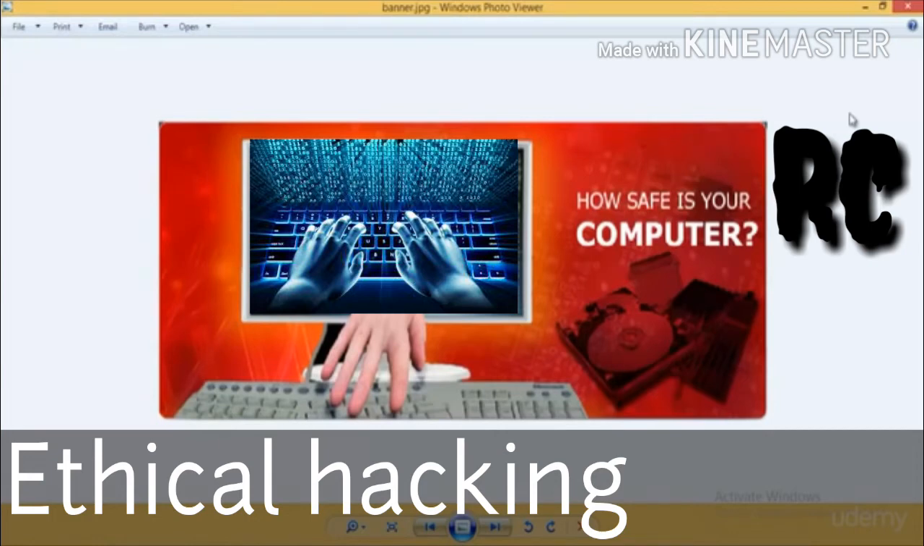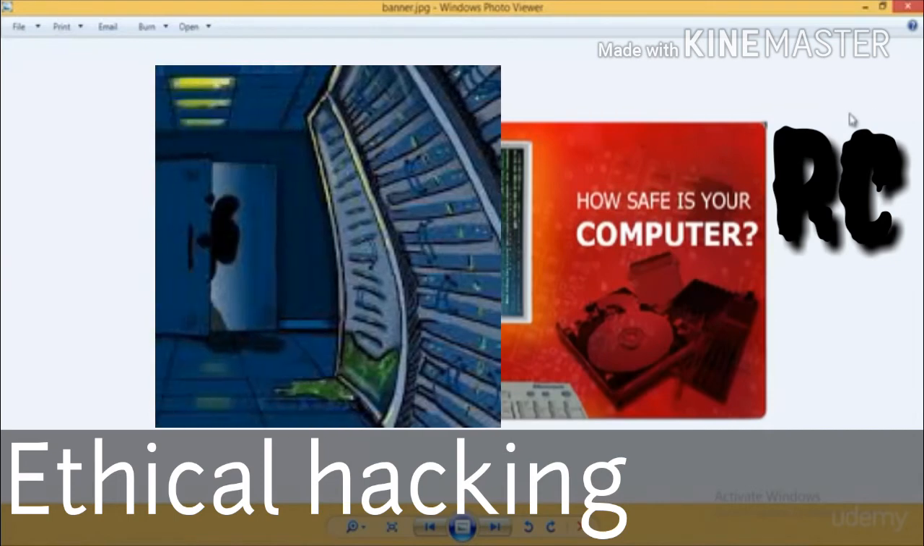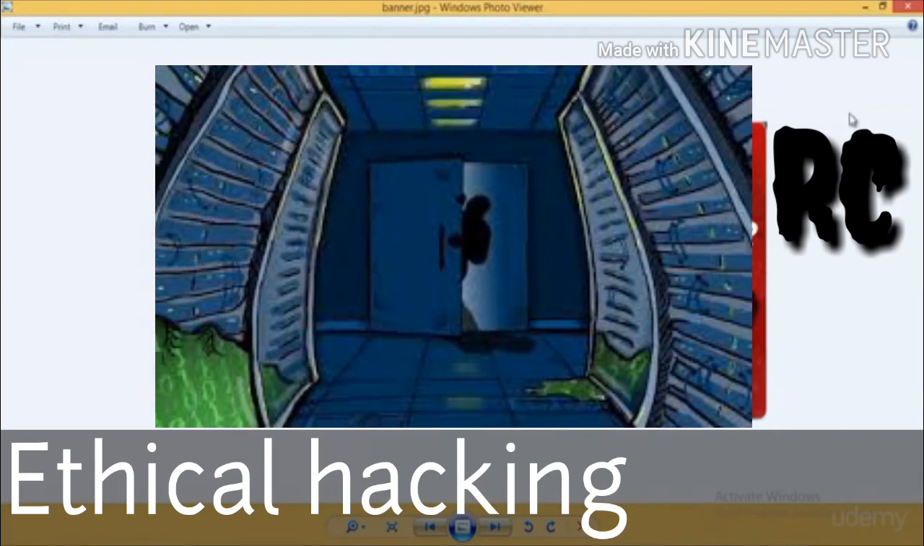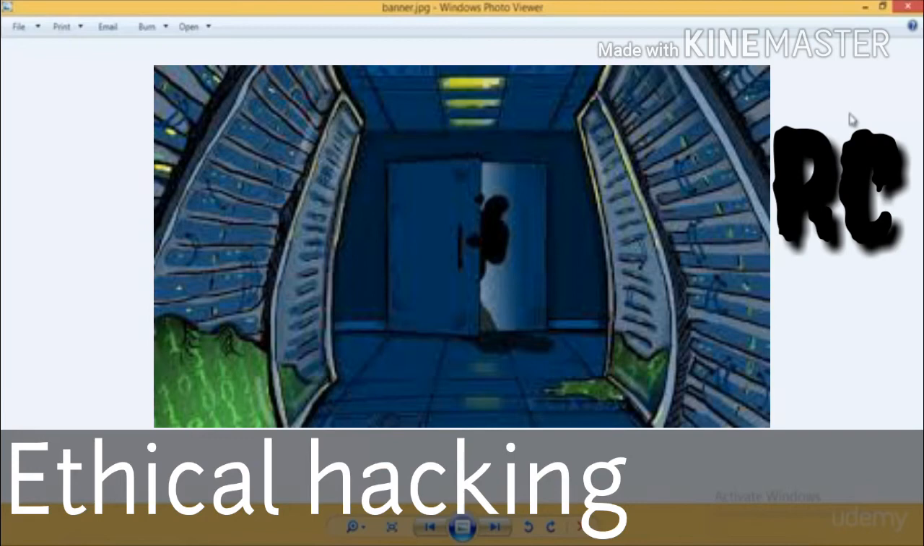In this whole tutorial of ethical hacking and penetration testing, I will teach you what ethical hacking is, footprinting and reconnaissance, that means gathering information from different places. Then we need to scan the network, the IP addresses, the WHOIS, the domain names, and we need to go and get into systems.